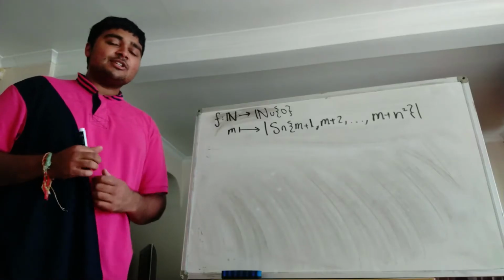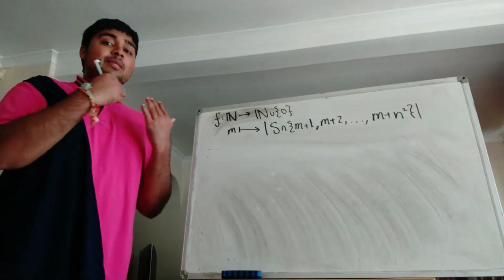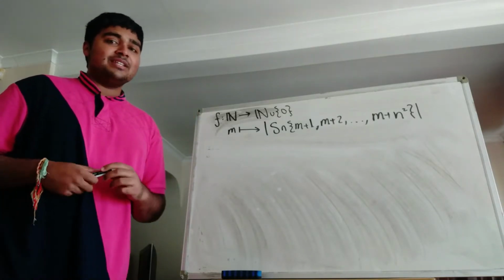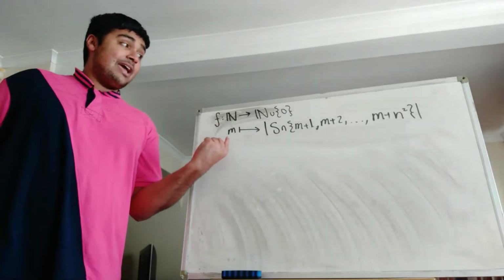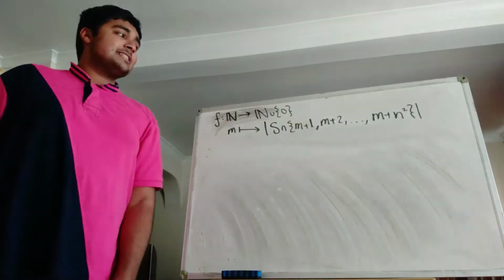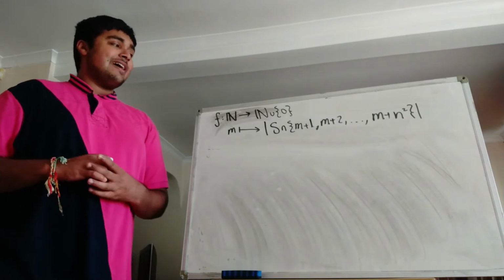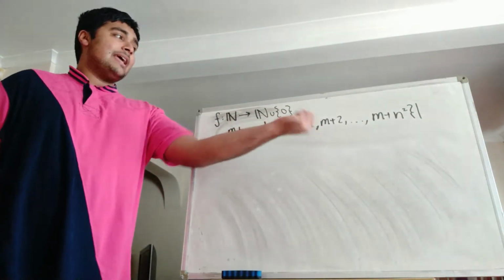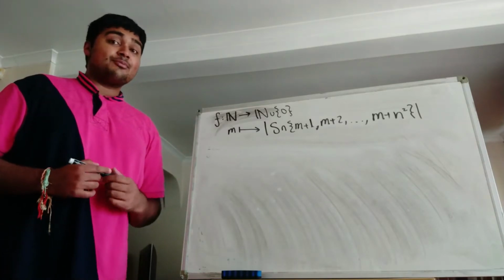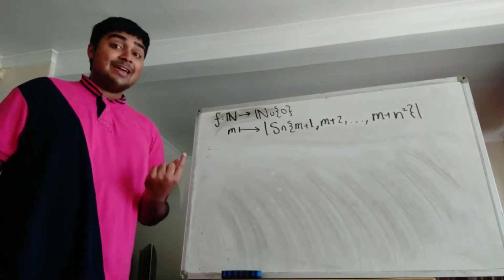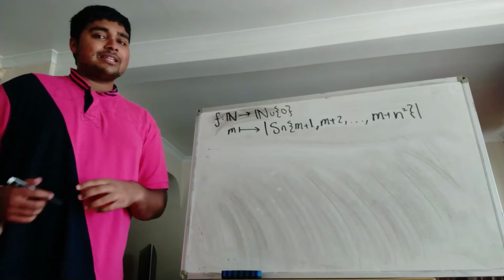Okay, so to start the solution, we're going to consider a function f from the natural numbers to the natural numbers union 0, so the positive integers to the non-negative integers. It's going to take an input m, a positive integer, and it's going to spit out the cardinality of S intersect m plus 1, m plus 2, all the way up to m plus n squared. So essentially our problem is to prove that there are infinitely many values of m such that f of m equals n plus 1.